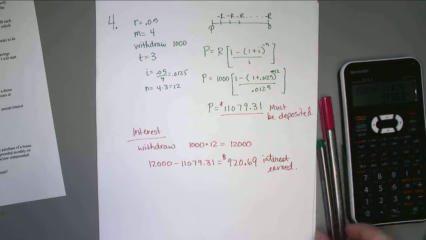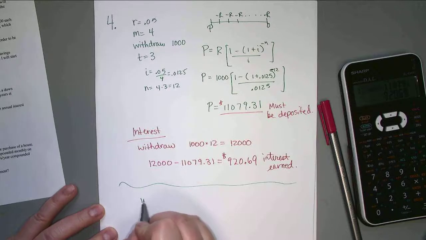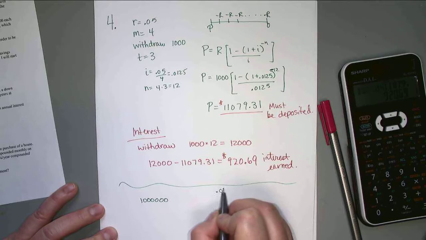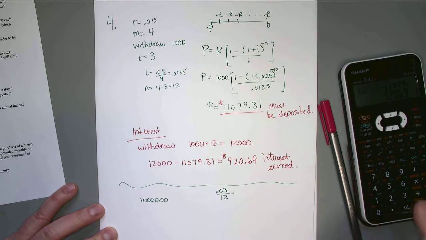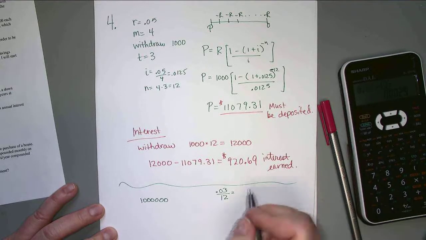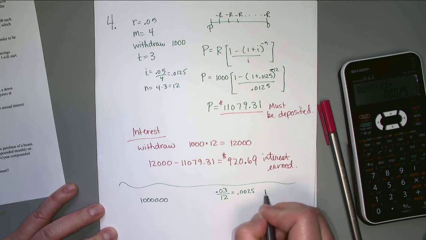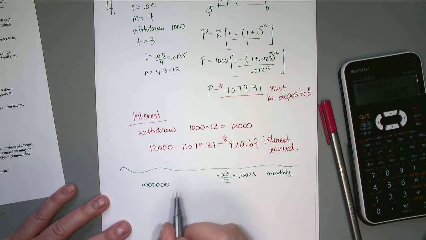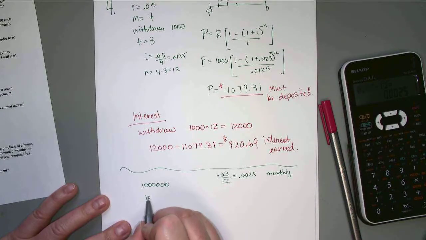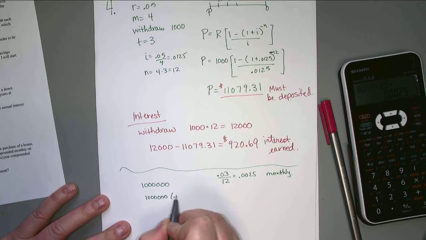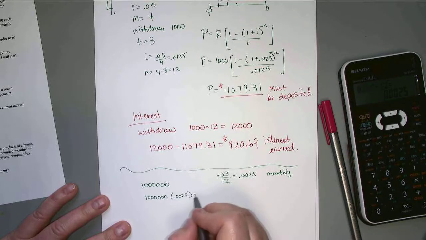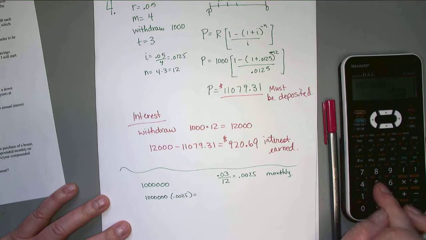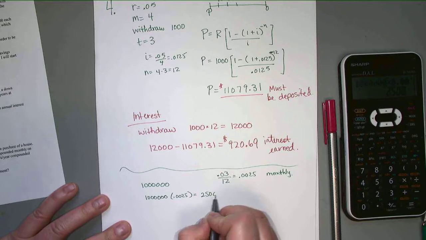Let's just do that as a little example. Say you had $1 million and your interest rate was 3% compounded monthly, 0.0025. So this is monthly. And say you wanted to withdraw an amount monthly so that the account never changed, then 1 million times 0.0025 is $2,500. So that's the interest that would be added on.